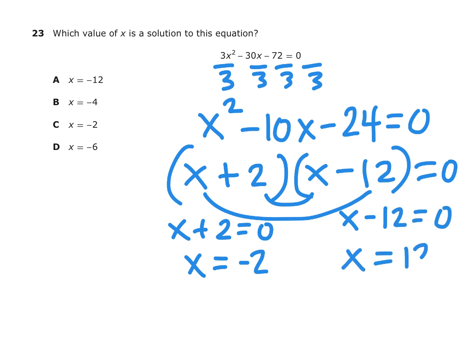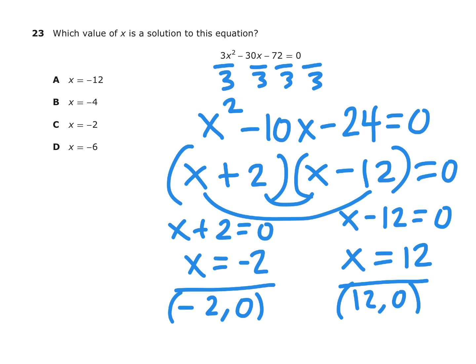So there's two answers, and you can get both of these on the calculator, looking at the table, looking for the zeros. So x is negative 2, y is 0. And when x is 12, y is 0. These are known as the x-intercepts. Also, x is the solution. So do we see a negative 2? There's no 12, but there is a negative 2. So the answer for 23, x equals negative 2.